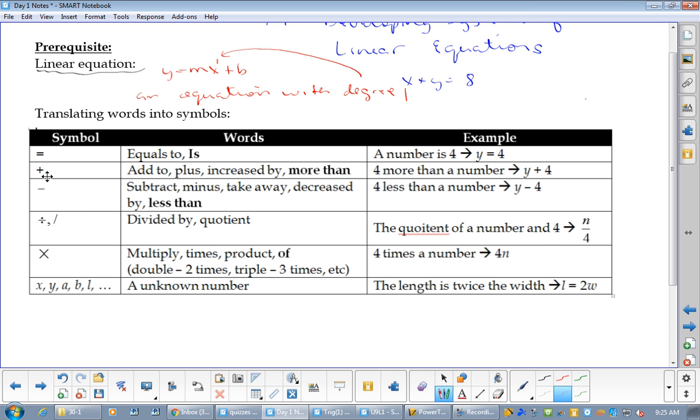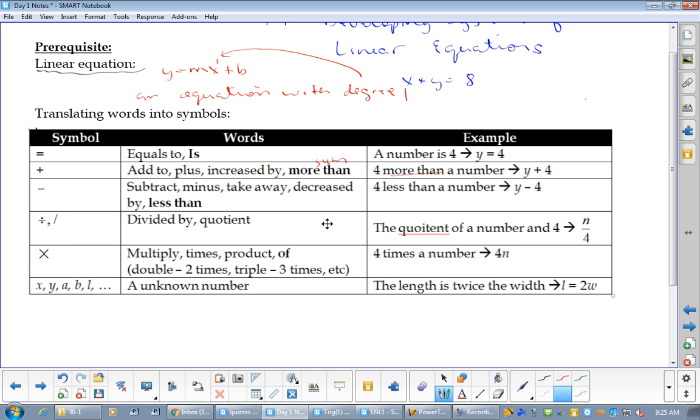Now we've got the plus sign. We've got add to, plus, increased by, more than. One that is missing, that's quite common, is sum. Find the sum of 2 and 4. Now, always remember that you can just say 4 more than a number too. So more than means y plus 4.